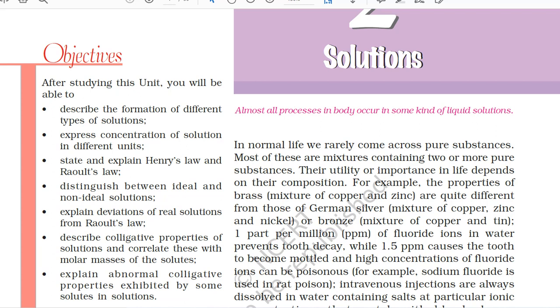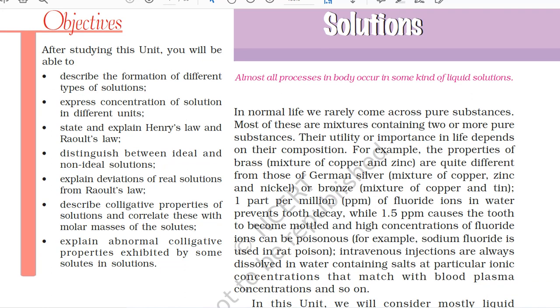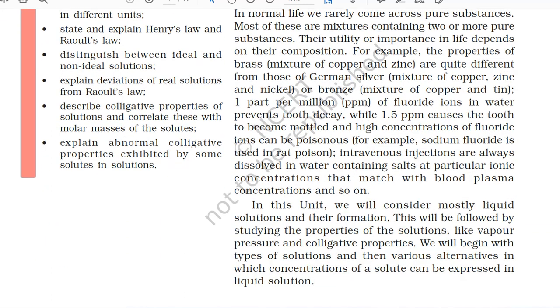Intravenous injections are always dissolved in water containing salts at particular ionic concentration that match with blood plasma concentrations and so on. In this unit, we will consider mostly liquid solutions and their formation.